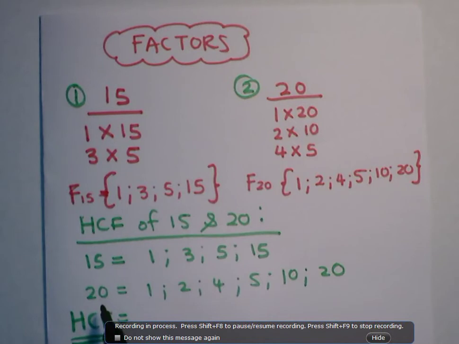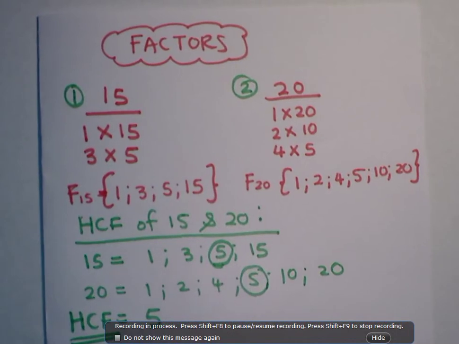And that number, 1 is common, but it's not the highest. Is it the highest? No. 3, nope. 5 is common, and it is the highest. So the number is 5. So my HCF is equal to 5. Isn't that quite easy? Now, let me give you an example, and you need to do it yourself.